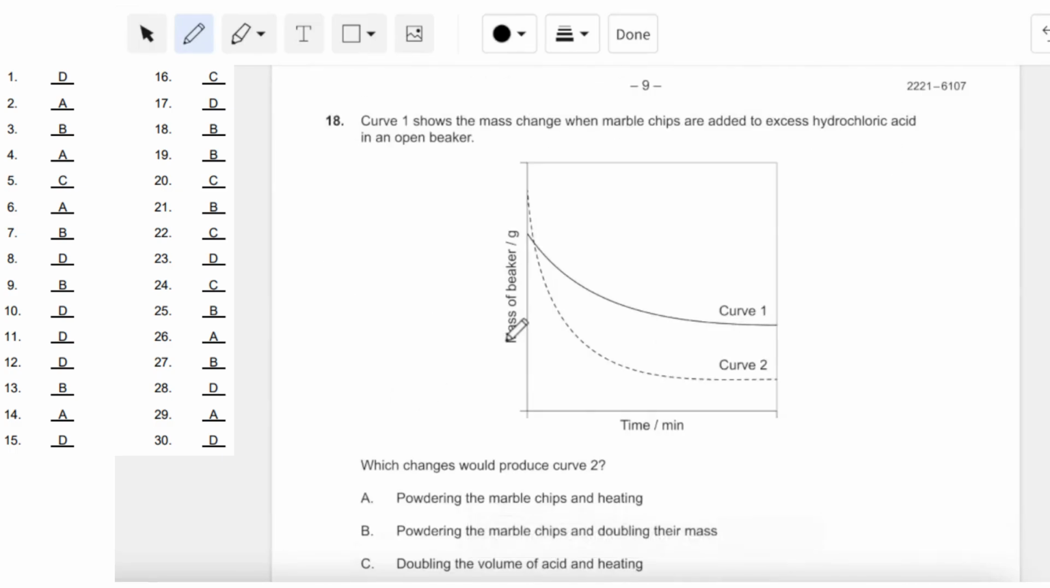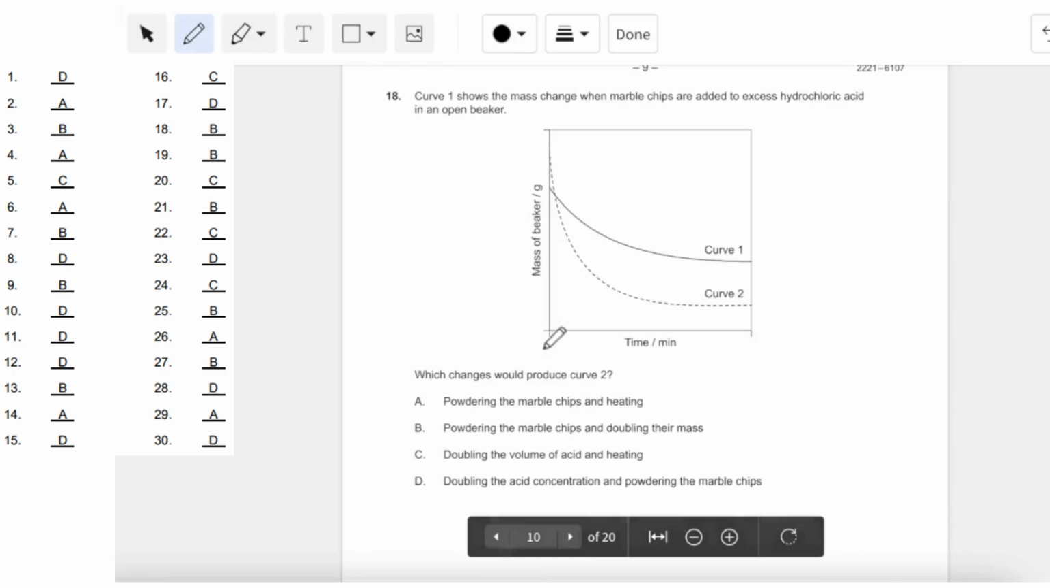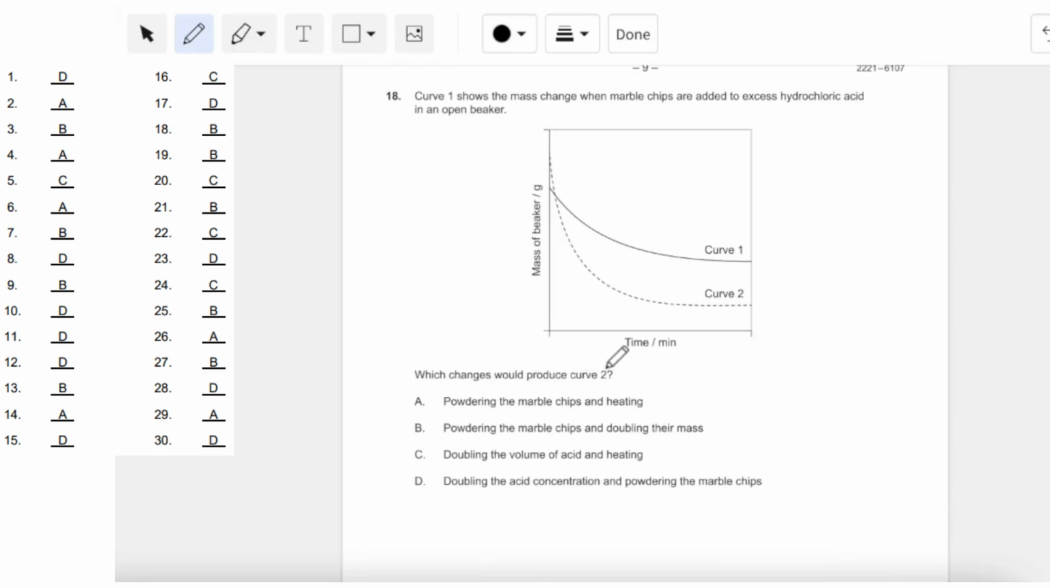Let's continue. Number 18. Graph 1 shows the mass change when marble chips are added to excess hydrochloric acid in an open beaker. Which changes would produce curve 2? Look, here is the start. Doubling their mass. If we just change the chips to powder, it's not going to start from here, it's still going to start from here. If it's doubling the acid concentration, would it also double the mass? No, because it's only concentration.